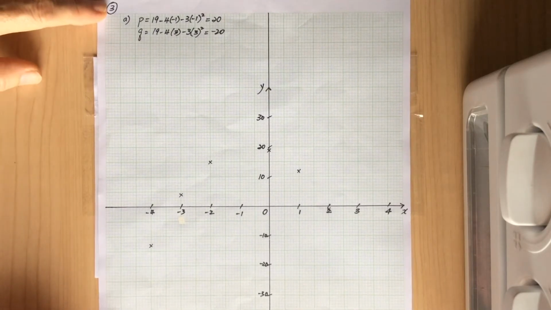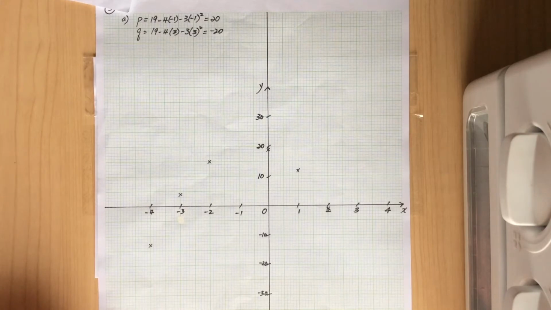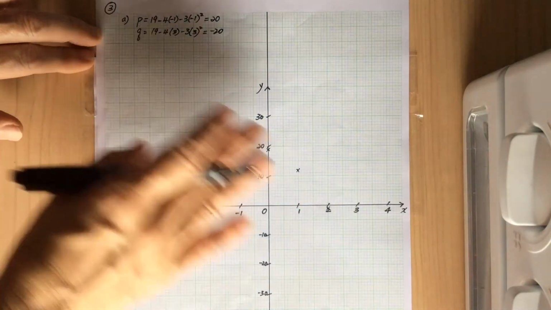So now I found my part A, the P and the Q. You don't have to copy the table because the question did not ask you for the table. They just asked you to calculate the value of P and Q. Then part B is to draw this graph.